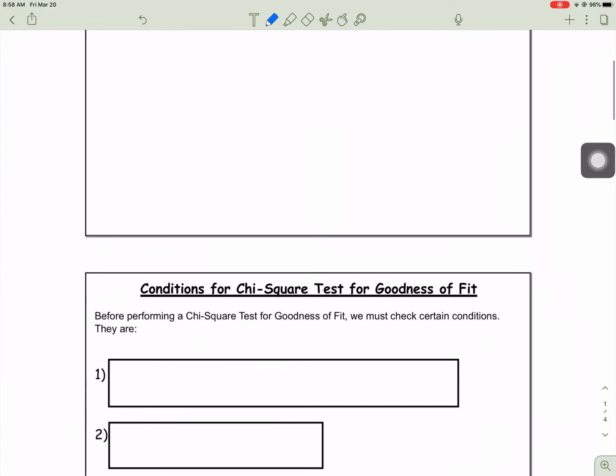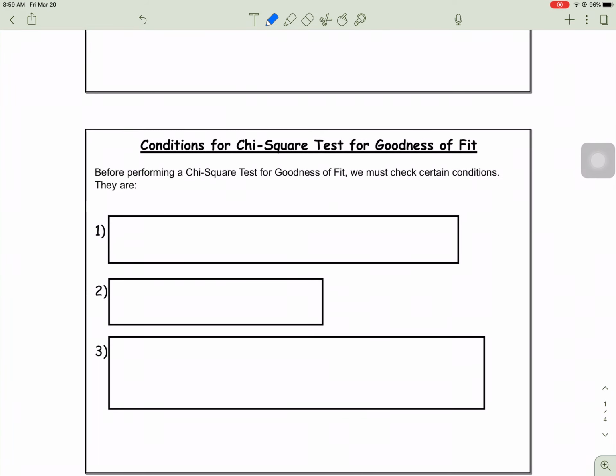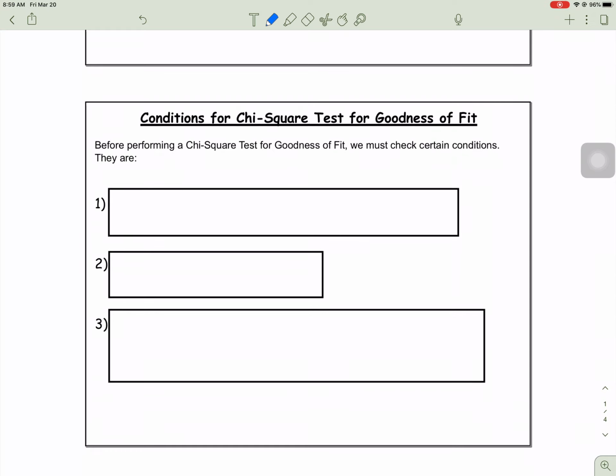So chi-square test for goodness of fit. Remember, chi-square test for goodness of fit, which we talked about yesterday, is for when you have a single categorical variable. I always like to think back to a certain problem to remember what it was, so I think of that M&M's problem. Color was the categorical variable, and then we checked to see if it matched up.